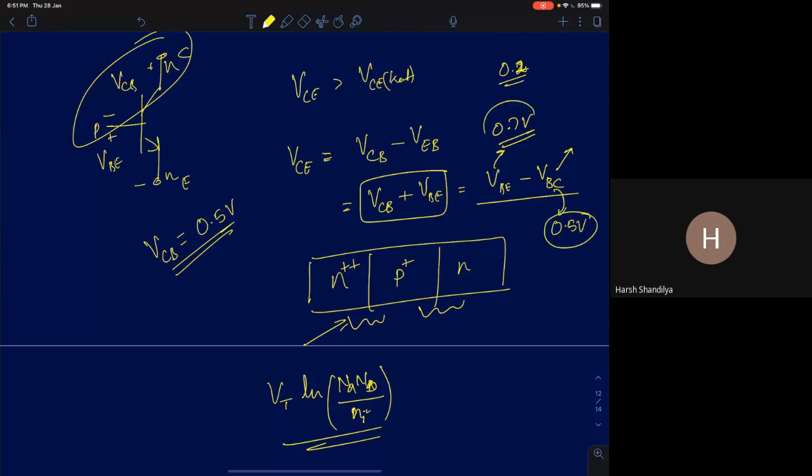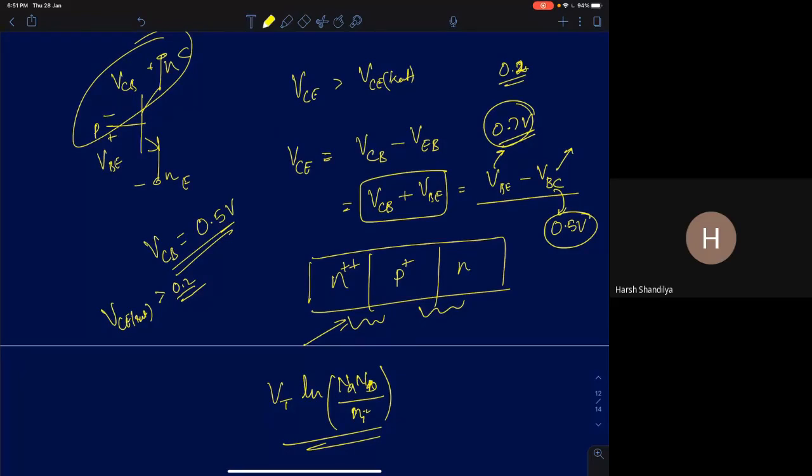See, why am I taking 0.7? I'm just telling you that base emitter will have a slightly higher cut-in voltage, and base collector will have a slightly lower cut-in voltage. So from that I can say 0.7 minus 0.5 is approximately 0.2. 0.2 is just a number. We usually will give you the VCE SAT. VCE SAT will be given as 0.2 or even 0.1. That's how this VCE SAT comes from.